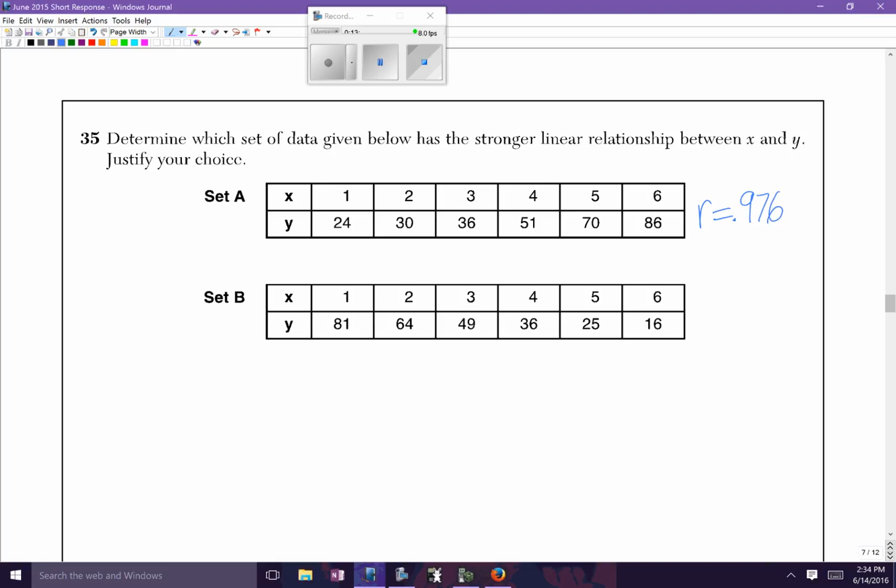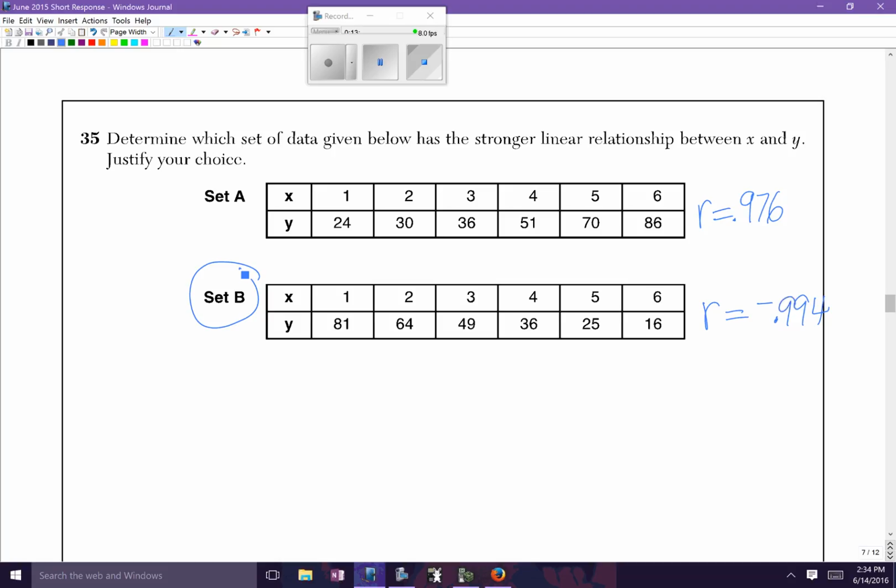If you do it for set B, same steps. You're going to want to put your data into L1 and L2. You're going to hit the same buttons again. So you'll have to trust me on this one. We get negative 0.994. I rounded to 3 decimal spots, and it says which one has the stronger linear relationship. I'm going to go with set B.